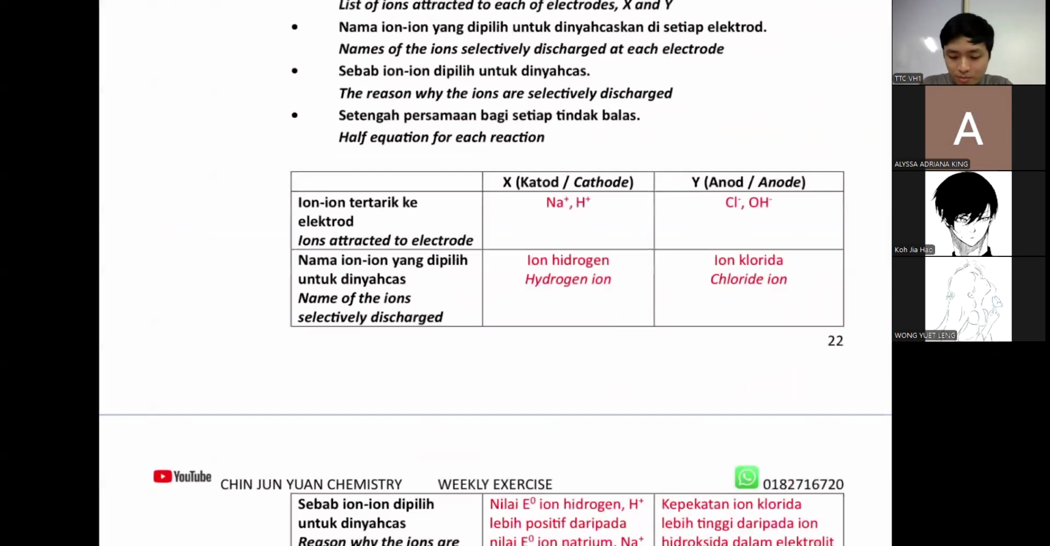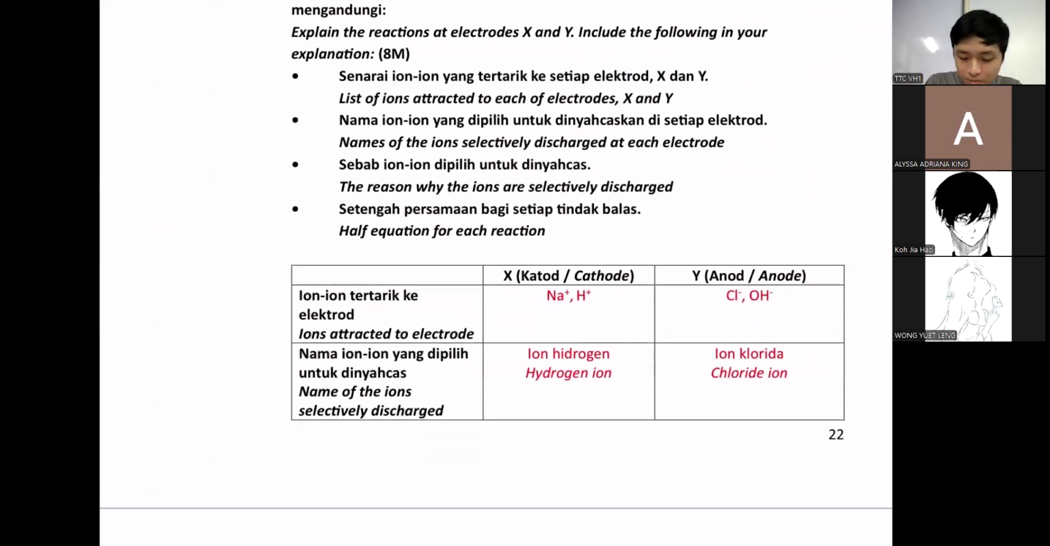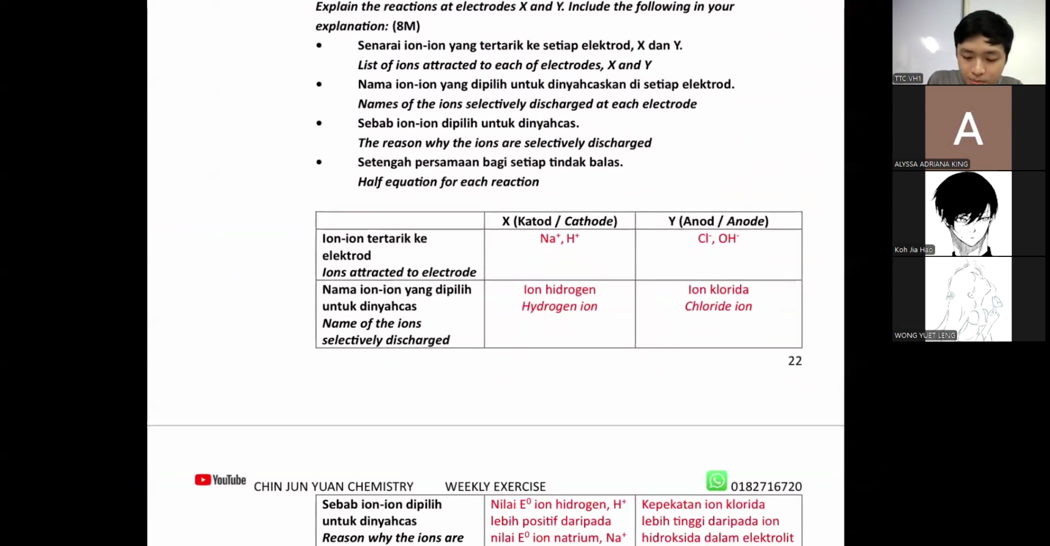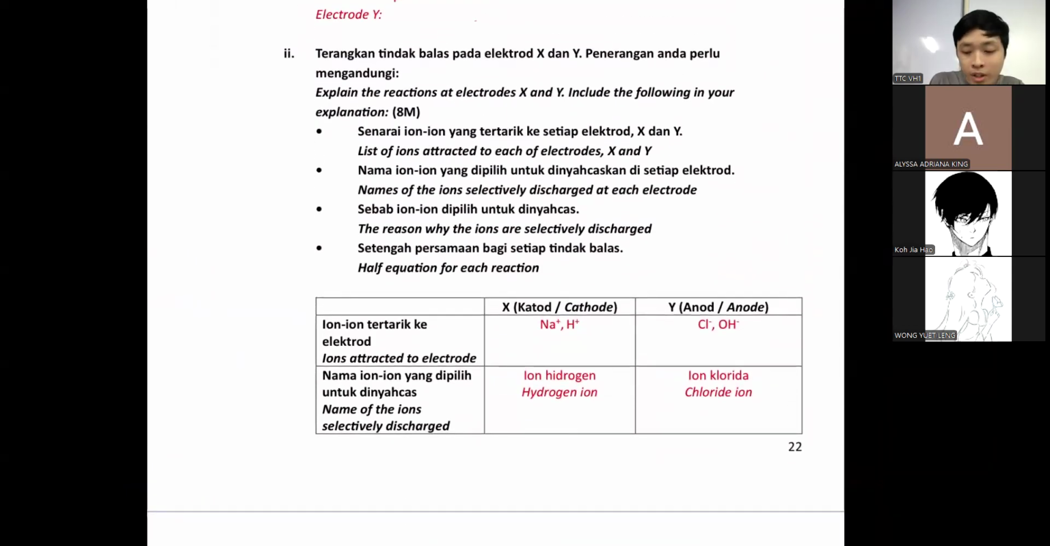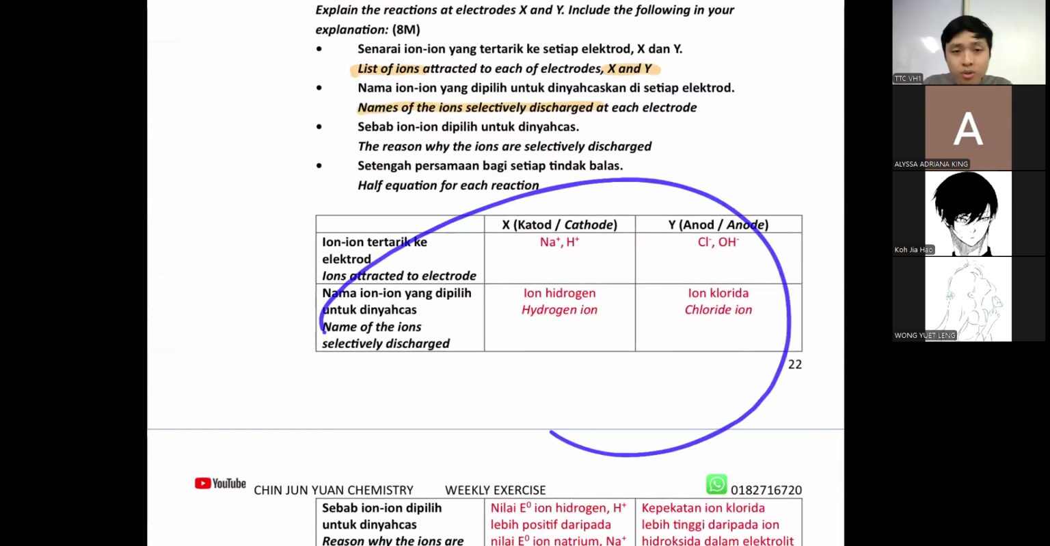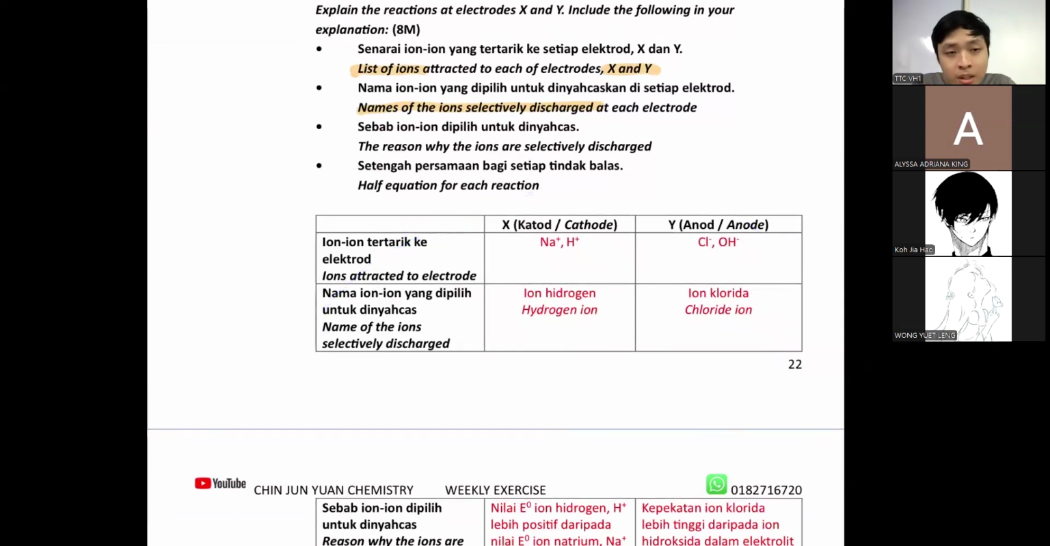Okay. So the question they will ask you, include the following: explain the difference between electrode X and Y, list the ion that produce X and Y, I mean, attracted to anode or cathode. Okay, so we can just sit down. And then name of the ion selectively discharged at each electrode. So you can say hydrogen ion and chloride ion.